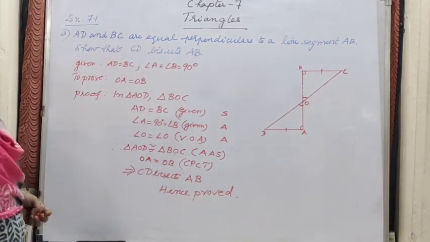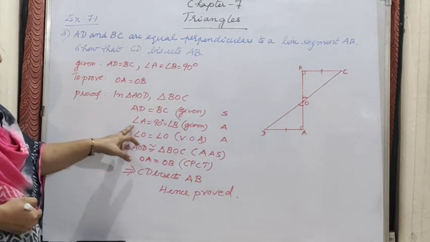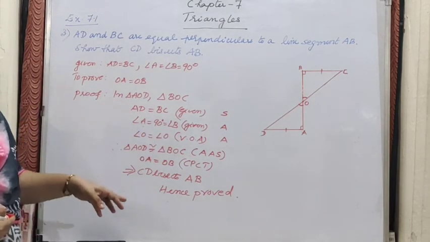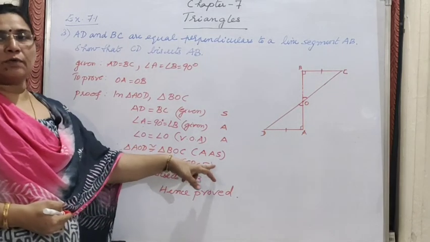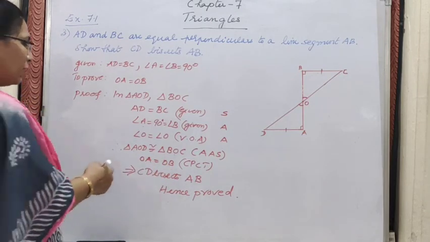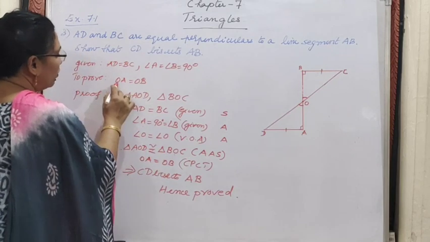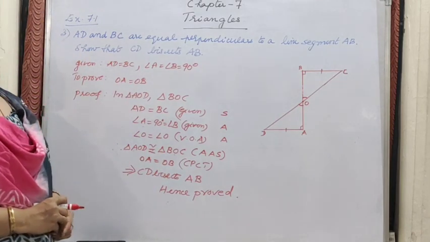Okay, I'll repeat. We got AD and BC equal perpendiculars, angle A equal to angle B. One more angle is required, that is angle O equal to angle O, vertically opposite angle. By this we got AS criteria. These two triangles are congruent. So what is the next step? CPCT part to be written. We have to write OA equal to OB. So CD bisects AB, hence proved.